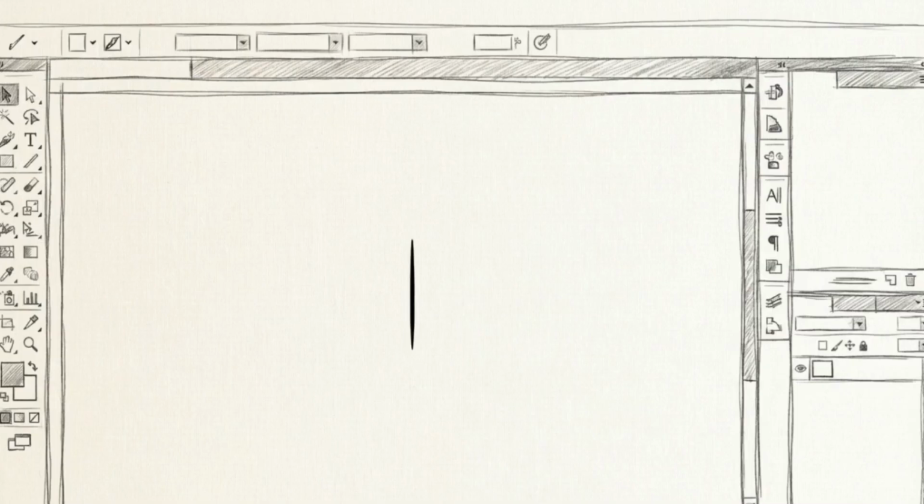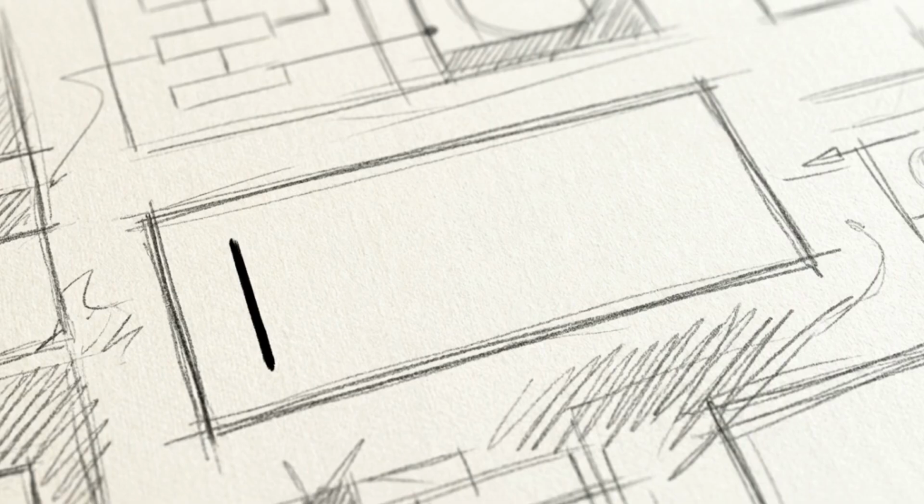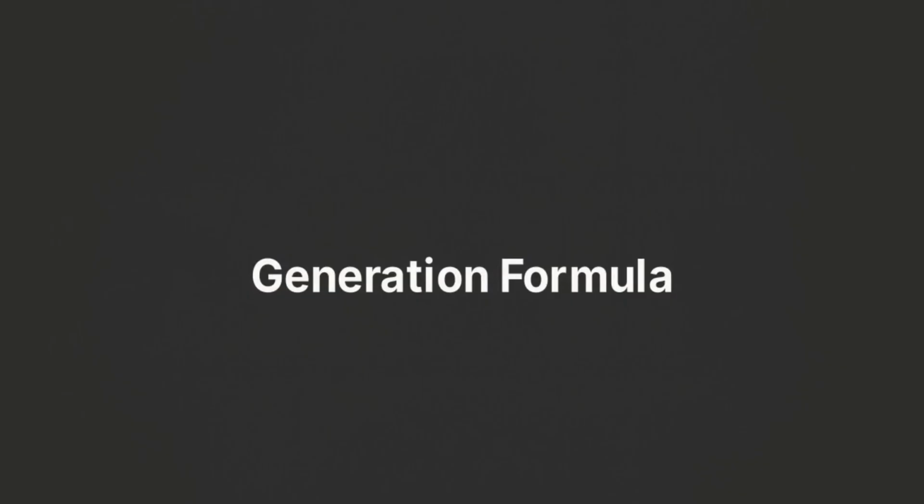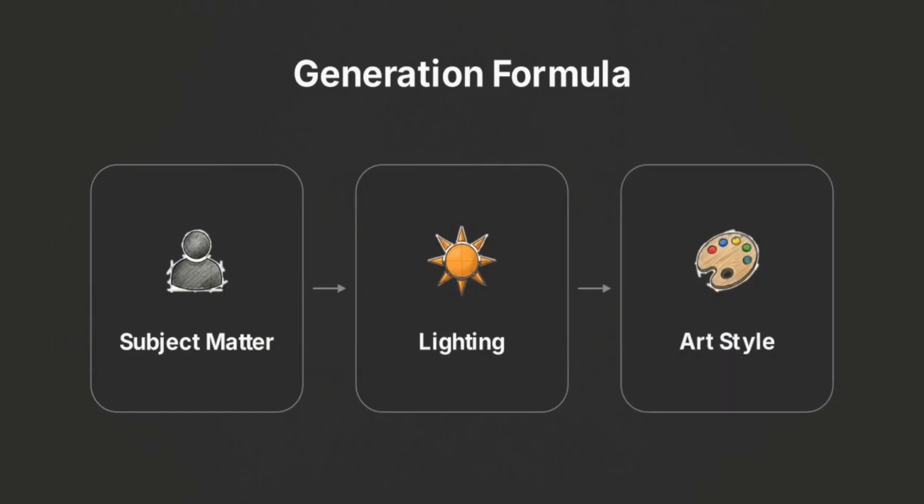Let's start with the generation phase and look at a blank interface. Your primary input mechanism here is text. You need to translate your abstract visual idea into a highly descriptive written prompt. This breaks down the generation formula needed to avoid generic outputs. A successful prompt requires three elements: the subject matter, the lighting, and the art style.